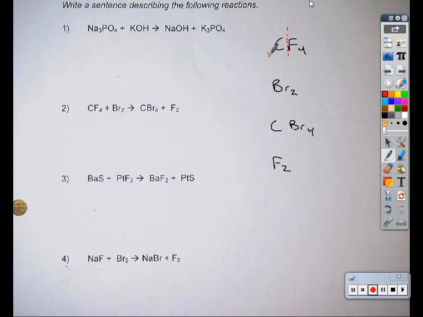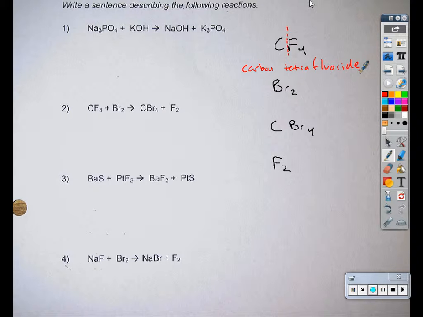Rules are, you just make the prefix match the subscript. Don't use mono on the first one. So we look at our first one, there's no subscript on it, that's 1. The prefix would be mono, but we're not allowed to use mono on the first element, so we just write down carbon. On to the second element, subscript 4. The prefix for 4 is tetra. Fluorine becomes fluoride. We only change the ending on the second element, so carbon tetrafluoride is that one's name.